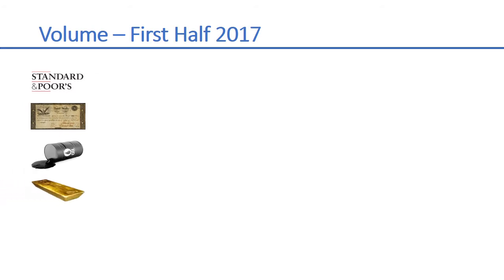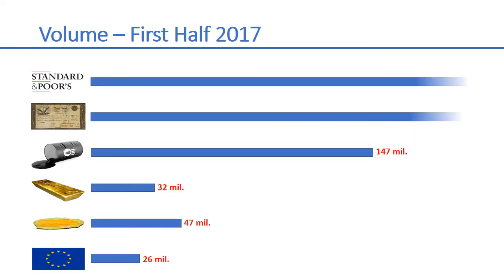We'll focus on 6 futures contracts: the E-mini S&P, the 10-year U.S. Treasury, crude oil, gold, corn, and the euro. Here is the trading volume for the first half of 2017 for each of these markets.